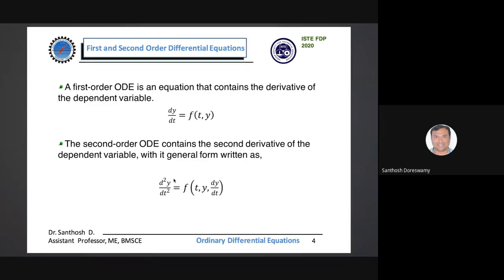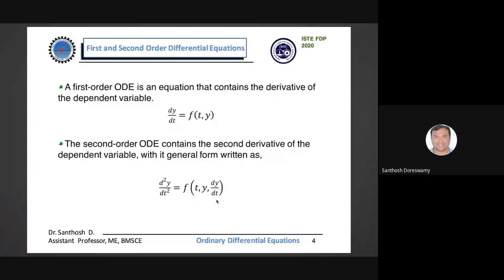Okay, so y is only a function of t, so it is an ordinary differential equation, and the order of the differential equation is 2, so it is a second order differential equation. Now, suppose you have (d square y by dt square) to the power of 2 is equal to a function of t comma y comma dy by dt.